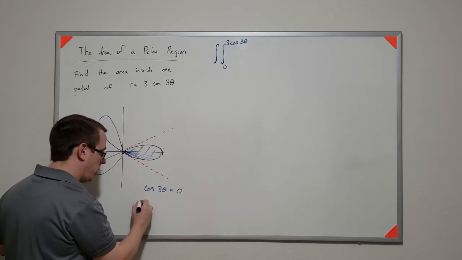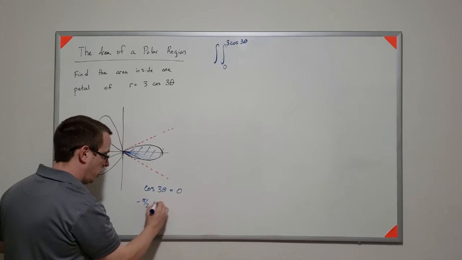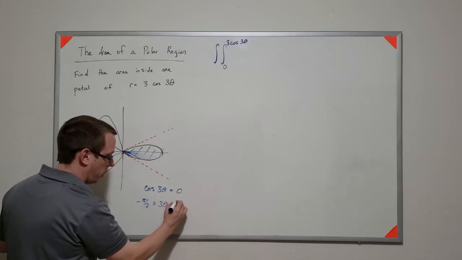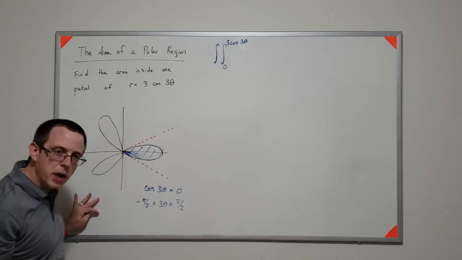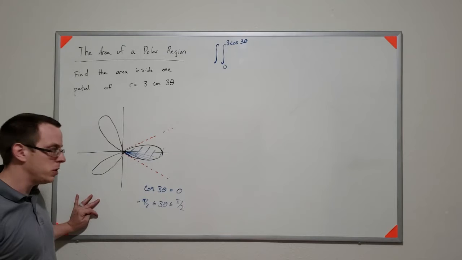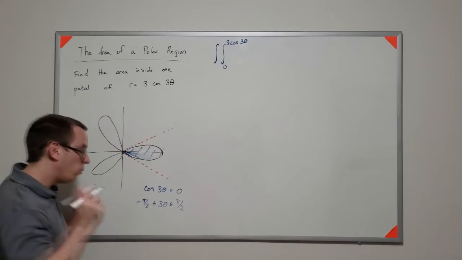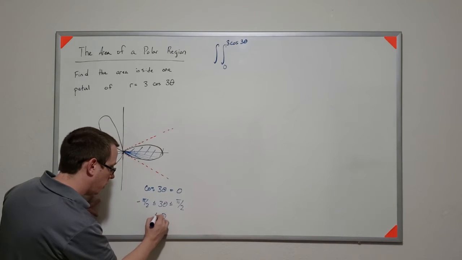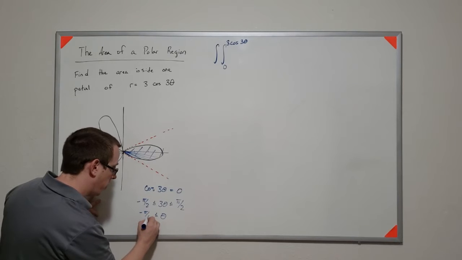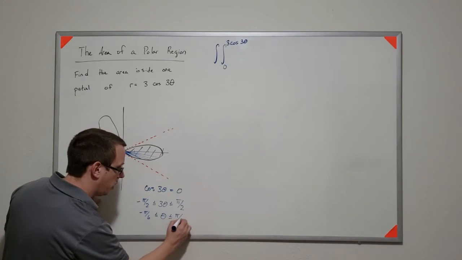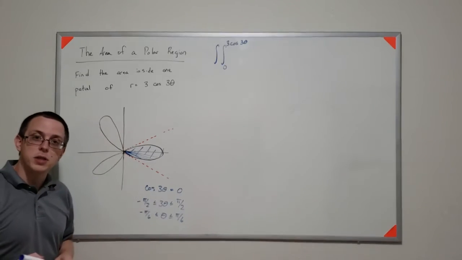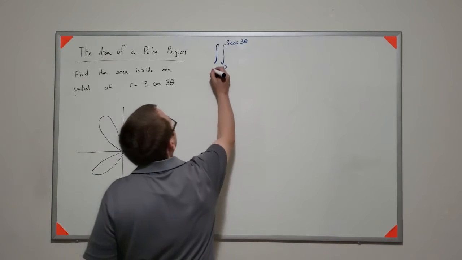So that tells me that 3 theta, not theta, goes from negative pi over 2 to pi over 2, which tells me that regular theta, not 3 theta, if we divide both sides by 3, goes from negative pi over 6 to pi over 6.